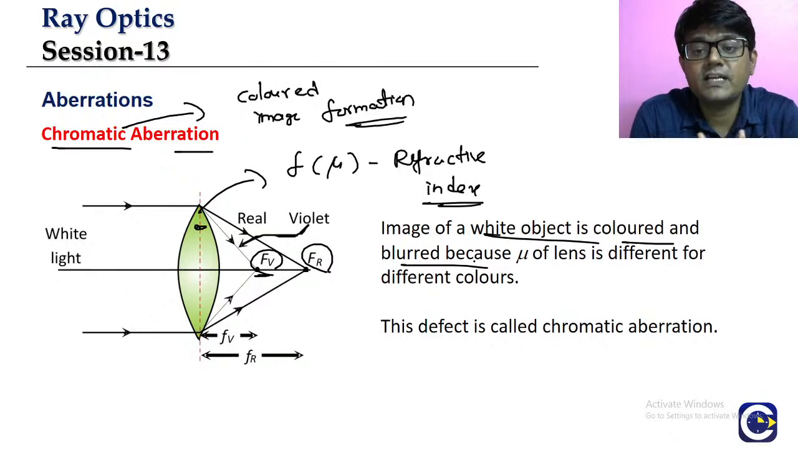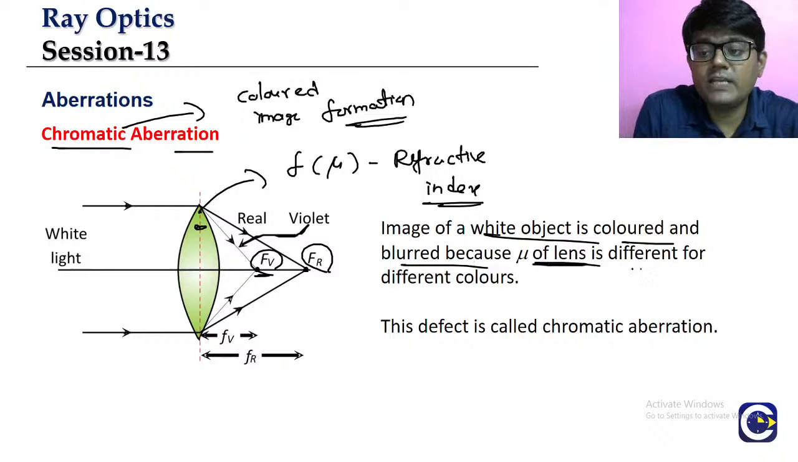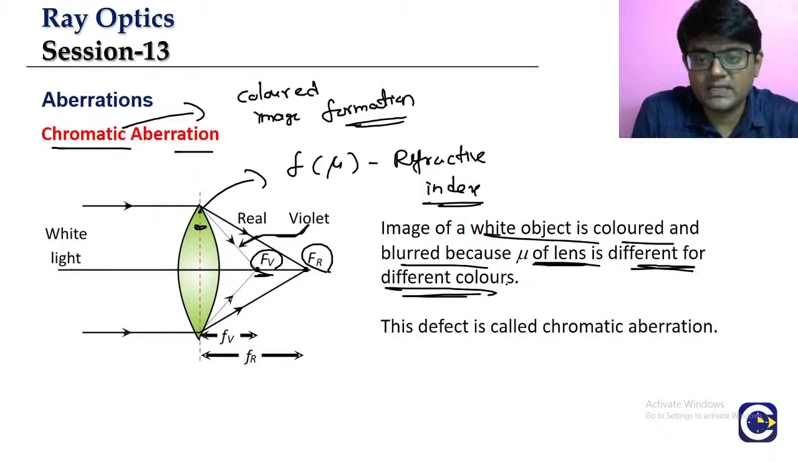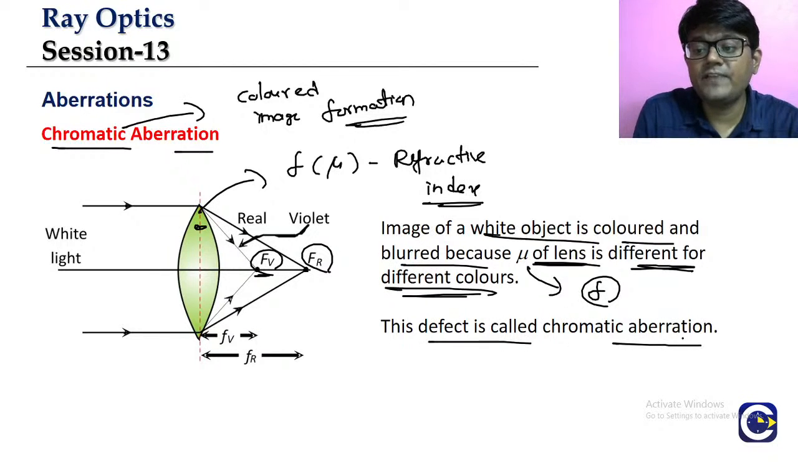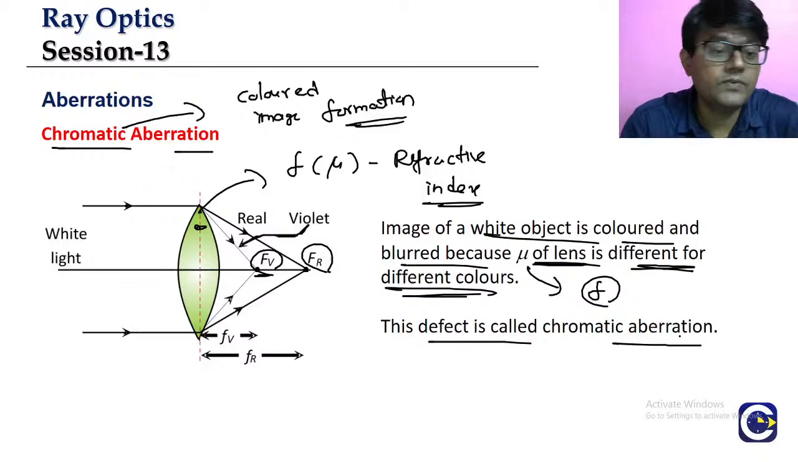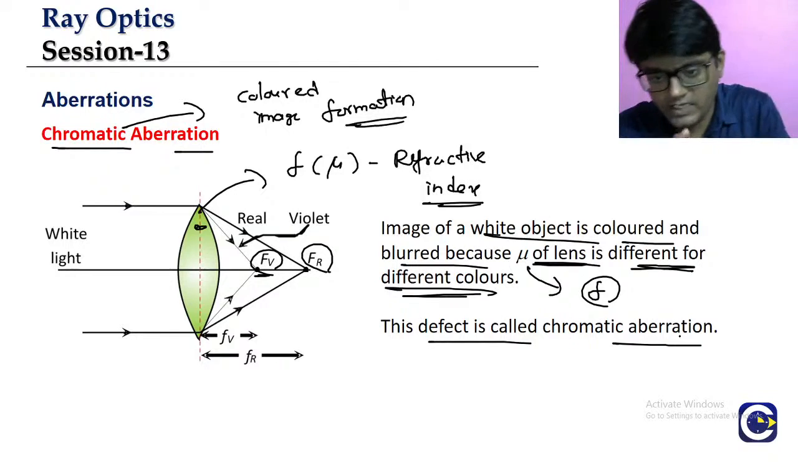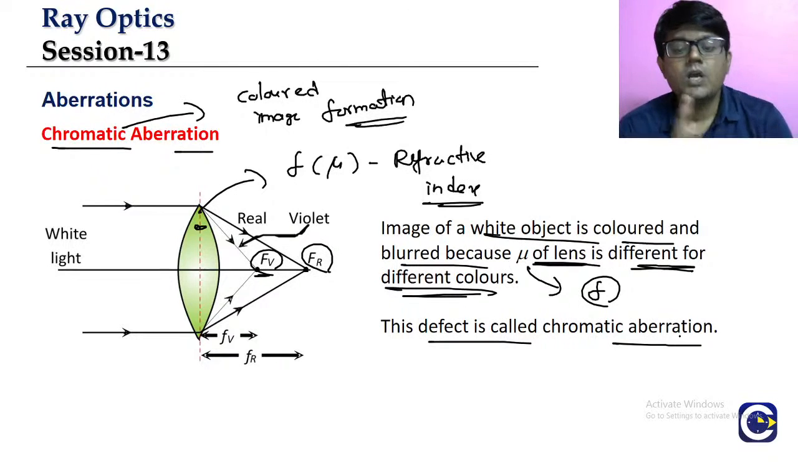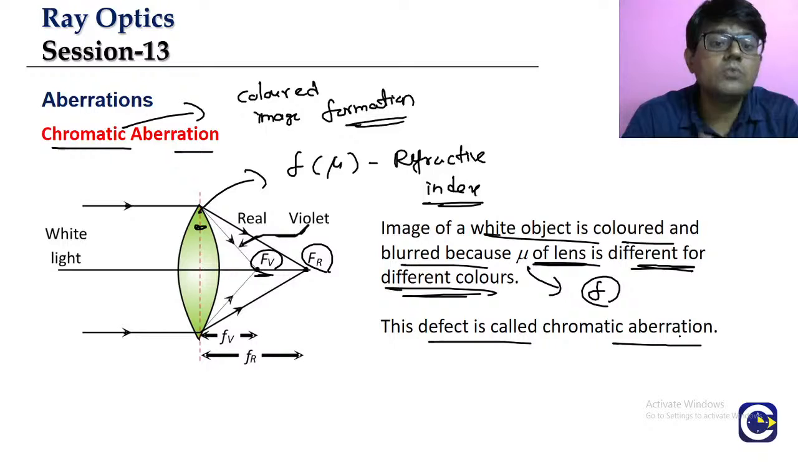What is the reason for that? The reason is that the mu value of the lens will be different for different colors. This comes from Cauchy's formula. Because mu is different, the corresponding focal length is different, which means the convergence will be different for different colored lights. So this kind of defect, where the different colors get split, we call chromatic aberration. Now, how do we remove this chromatic aberration?